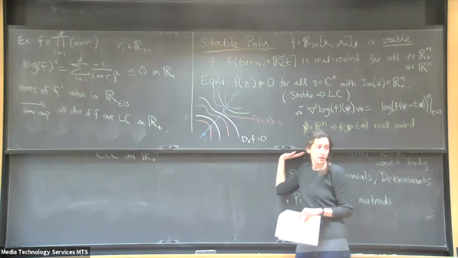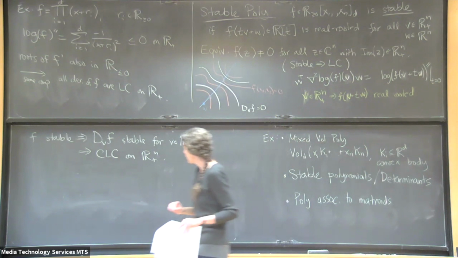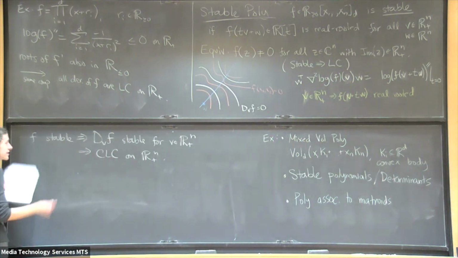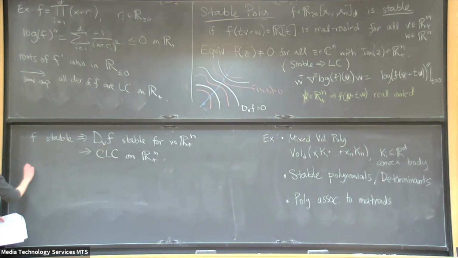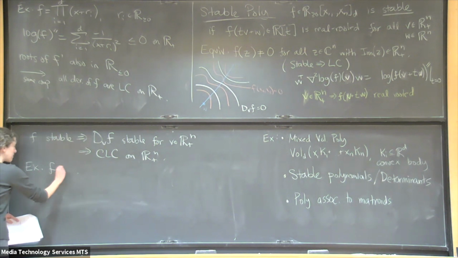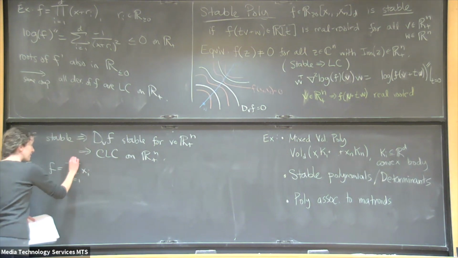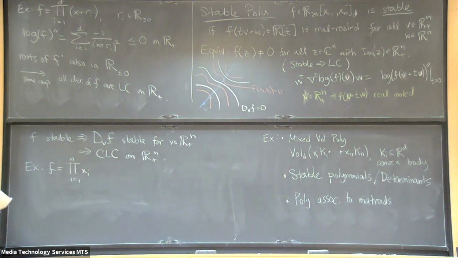They have to still be real. So this lets us generate a lot of examples. Maybe the other easiest example is just the product of variables. It's not too hard from the definition to see that this is stable. I restrict to any real line, and I'm going to only have real roots.